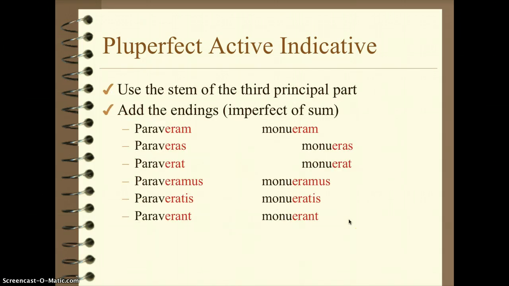The thing that changes, though, are the endings. We no longer have -i, -isti, -it, -imus, -istis, or -erunt. Those endings only appear in the perfect, and now we're dealing with pluperfect. So we want to use -eram, -eras, -erat, -eramus, -eratis, -erant as our new endings for the pluperfect. Notice, if you know your forms of to be in Latin, that -eram, -eras, -erat, -eramus, -eratis, -erant are actually the imperfect forms of sum. If that helps you, that's awesome.